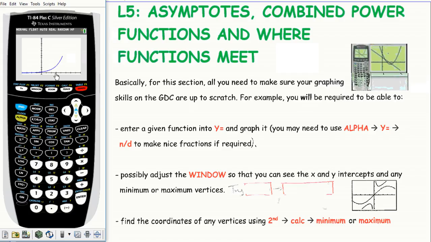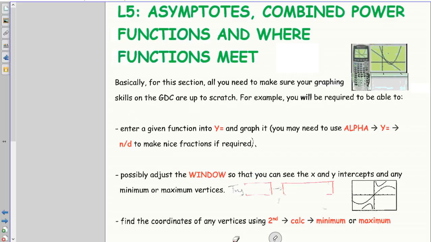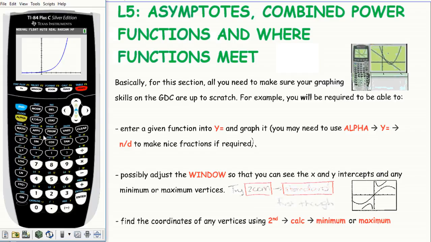So possibly adjust that. Another thing you could do, if you're in a bit of a rush, to adjust your window: sometimes I go Zoom Standard first, and then I manually adjust the window, depending on what kind of graph it is. So just showing how you go to Zoom Standard. Zoom Standard is 6, option 6. Notice what it does, it resets it back to negative 10 to 10, negative 10 to 10.